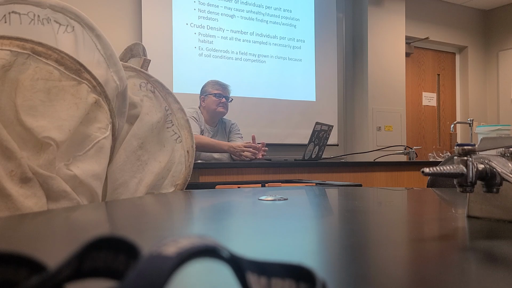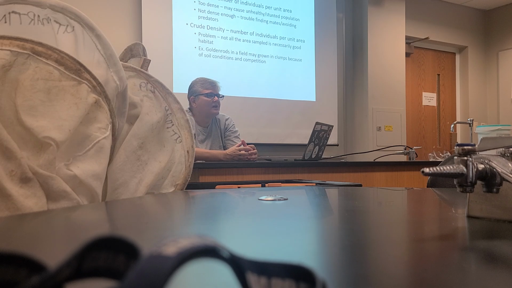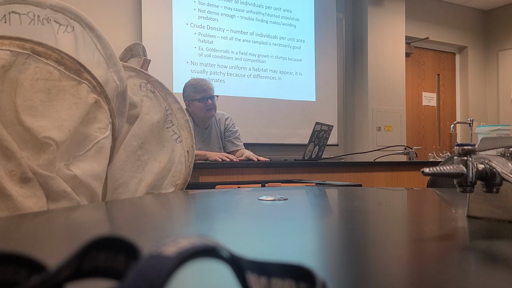Okay, and so it gives you an example. Goldenrods in a field might grow in clumps. And so you can estimate how many goldenrods you have per 10 meter by 10 meter quadrat if you wanted to, but it's not really going to represent what goldenrods are doing very well. No matter how uniform the habitat may appear, it usually is patchy because of different microclimates. Not just microclimates, but also in the case of the goldenrods, it can be nutrients in the soil. Maybe there's different calcium deposits or a moisture gradient or any number of things that could be controlling where those plants, in this case, are located.